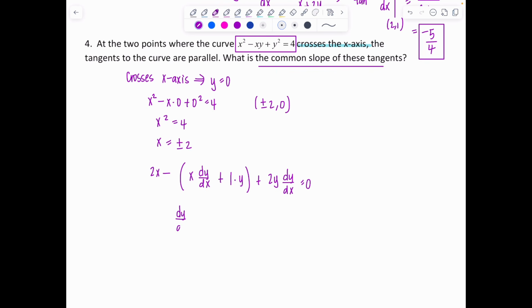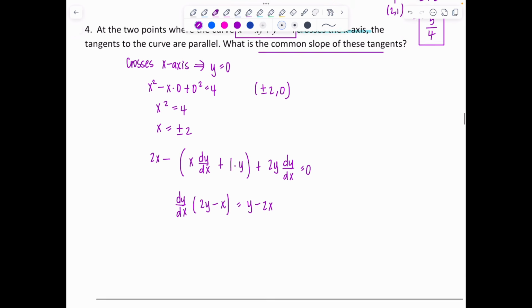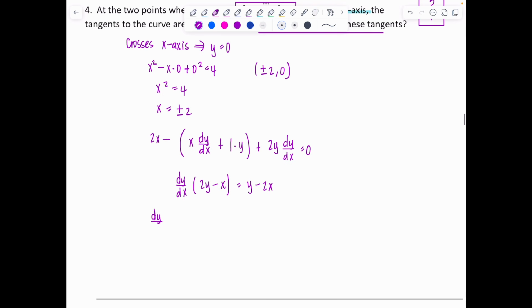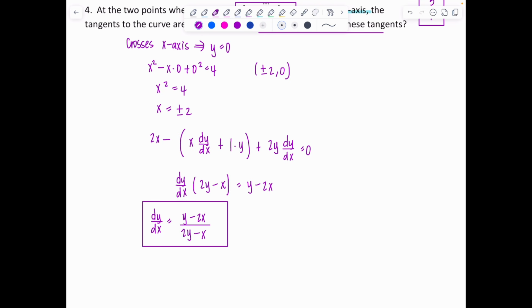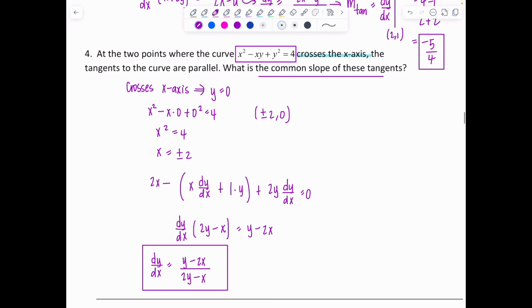So then I'll have dy/dx times (2y minus x) equals positive y minus 2x. And then solving for dy/dx, we get (y minus 2x) over (2y minus x). Okay, perfect. So I need to evaluate this derivative at (2, 0) and (-2, 0). And actually, I should get the same value at either point because notice here it says the tangents are parallel. What is the common slope? So I should get the same slope at both points.